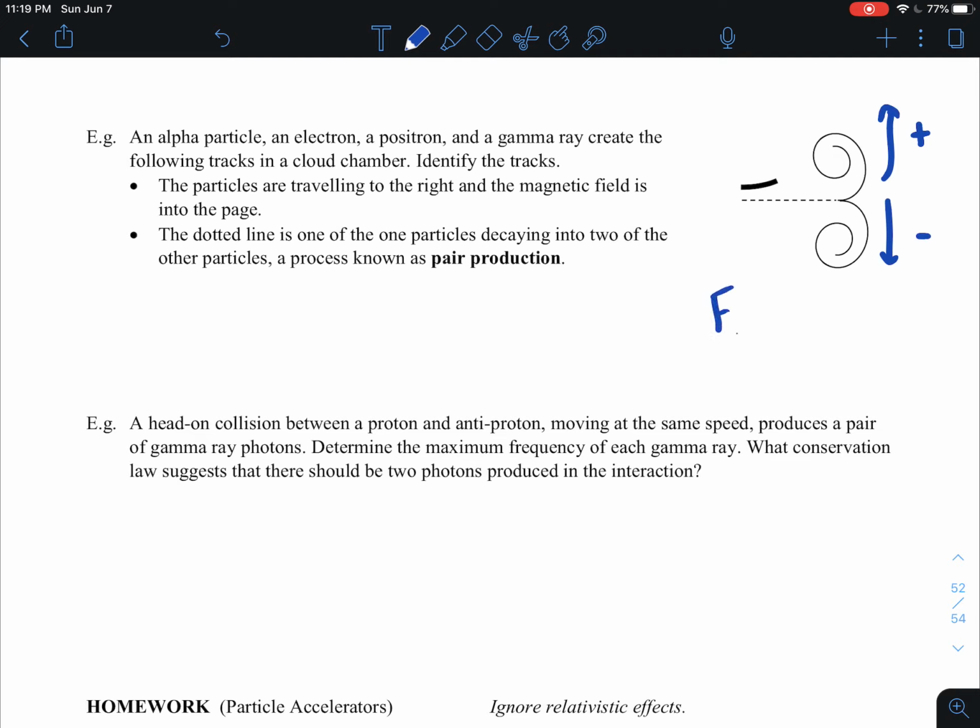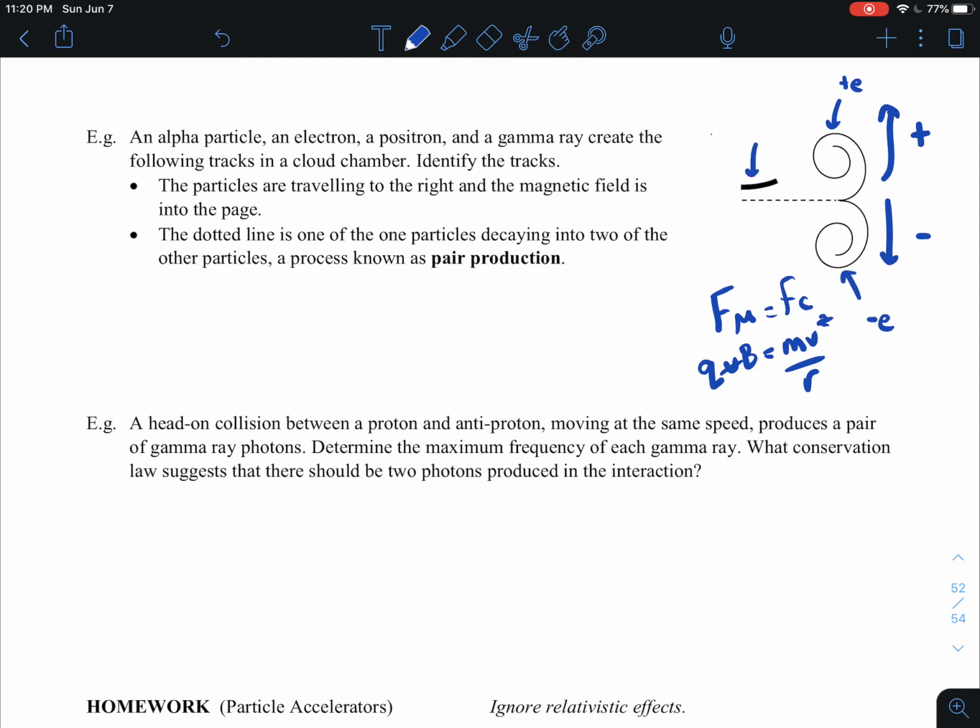So if you remember back to Fm equals Fc, or qvB is equal to mv squared over r. Since both of these have the same radius, they must have the same relative charge, and they must also have the same relative mass. But maybe the charges are equal and opposite. So this one here, I'm going to say, most likely is our positron, our positive electron, and this one here must be our negative electron.